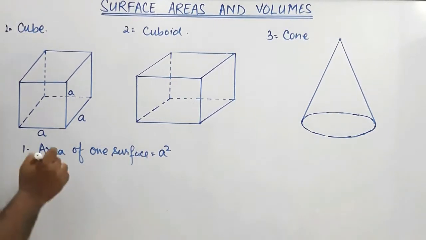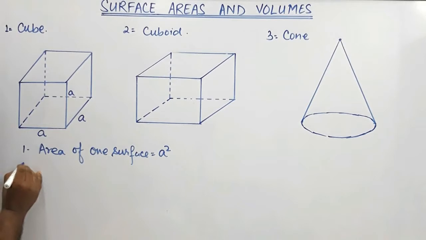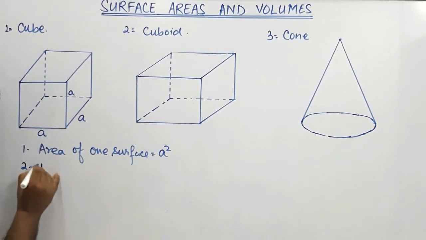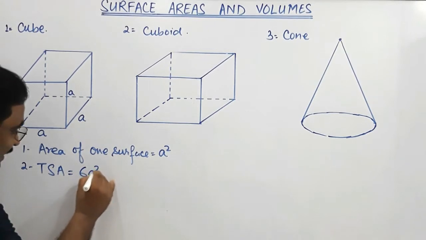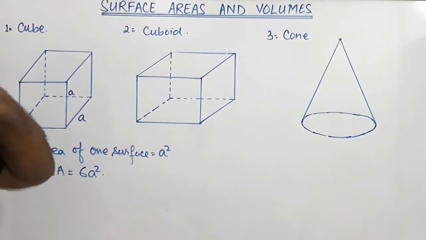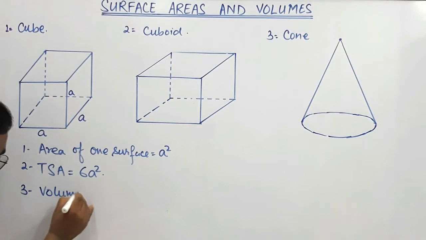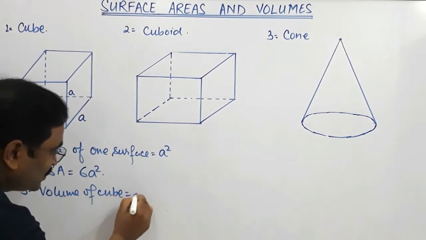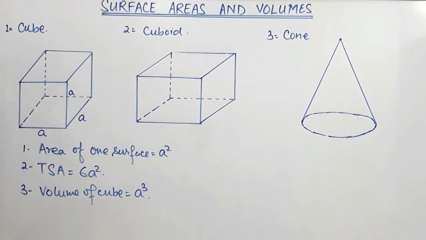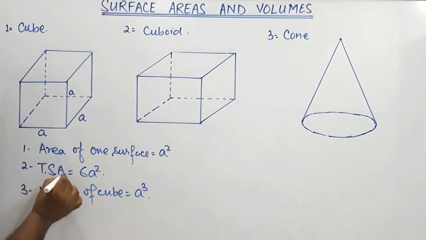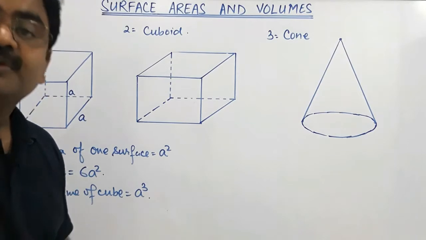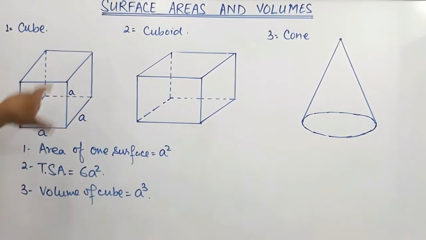Similarly, the total surface area: as you know, there are 6 surfaces, so total surface area TSA is equal to 6A square. This is the total surface area of the solid cube. Now you can write the formula of the volume of cube, which is equal to A cube, means side cube. So area of one surface of cube is A square, total surface area of this cube is 6A square, and the volume of cube is A cube, where A is the side of this cube.